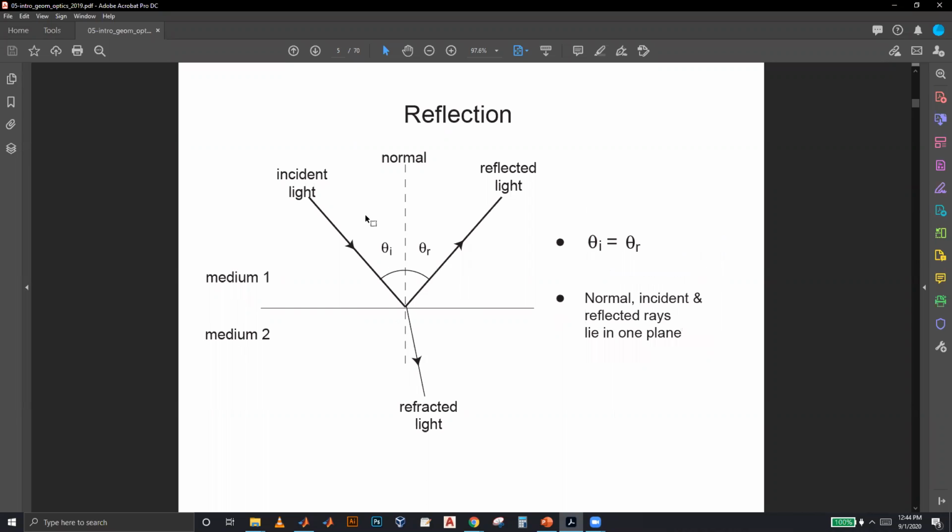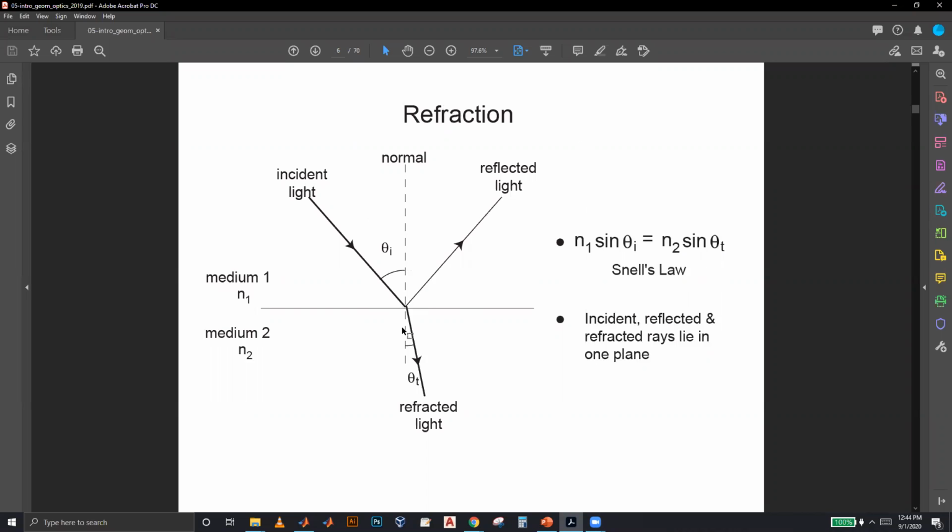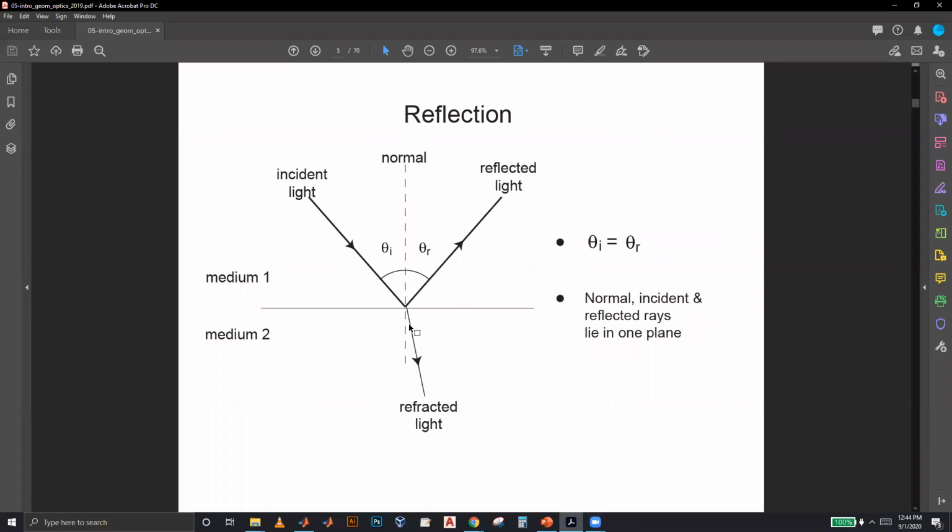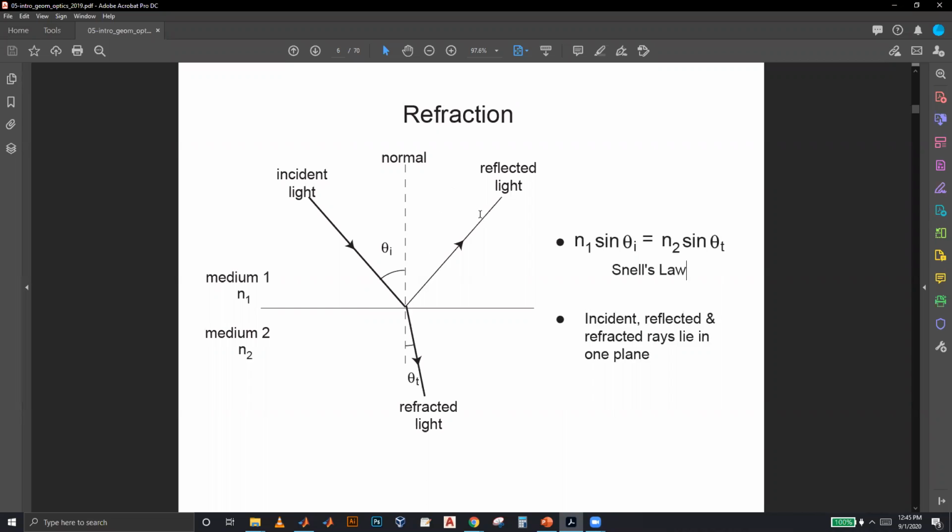So just two points to remember. In the case of reflection, most of the light is going back into the medium from which it was coming in. And in the case of refraction, most of the light is going into the second medium. Again, in either case, a small amount of energy is going to be refracted in the case of reflection, and reflected in the case of refraction.